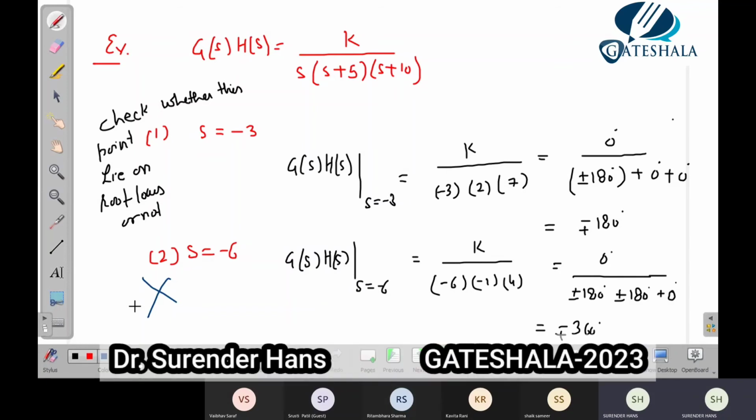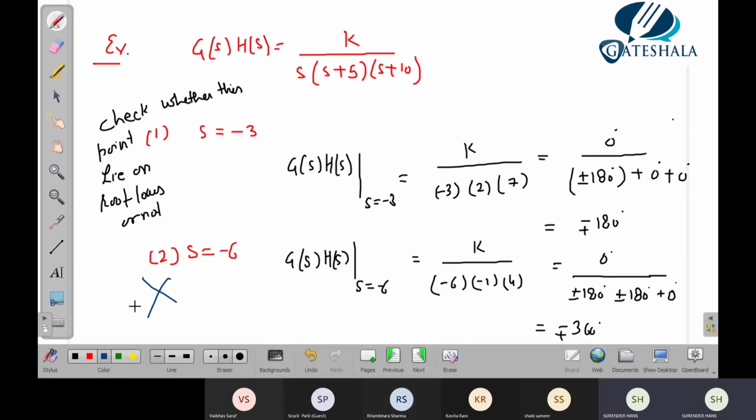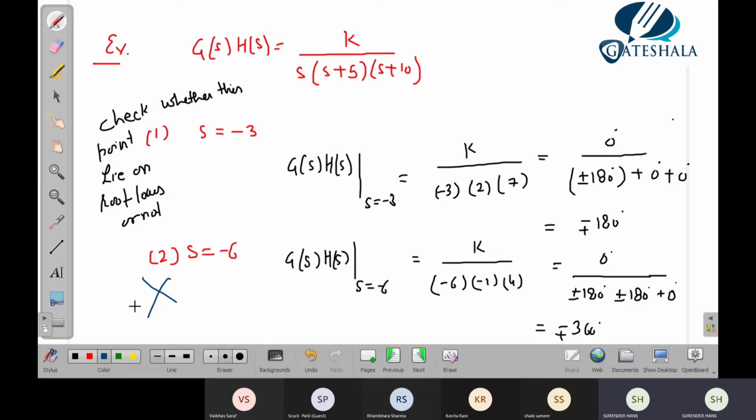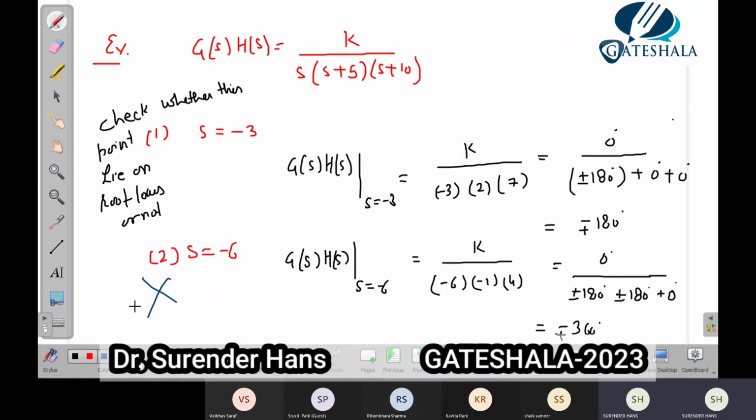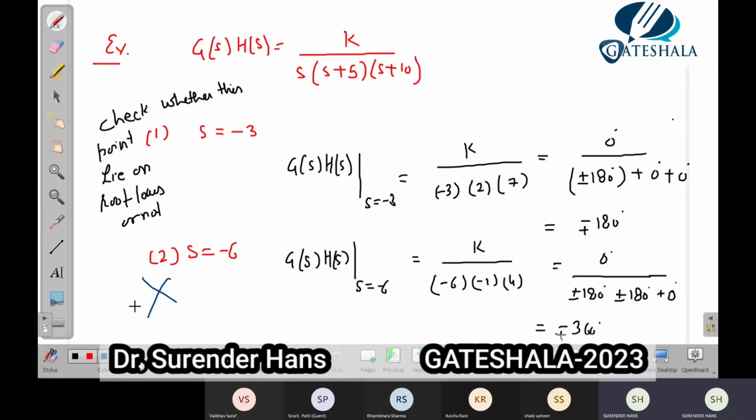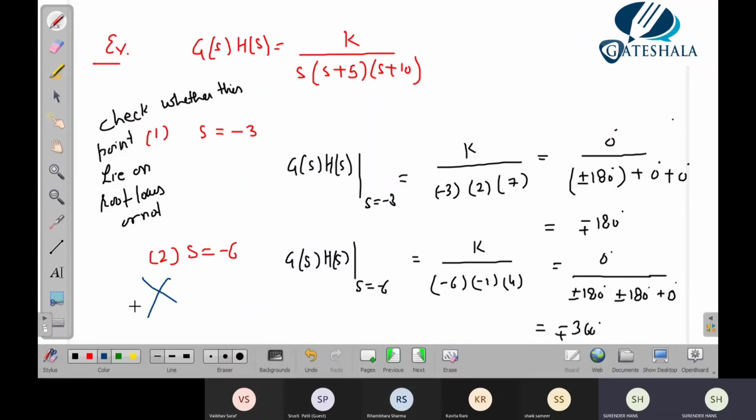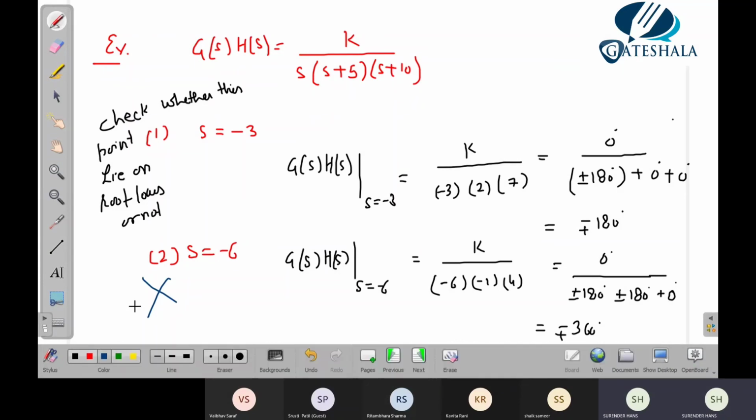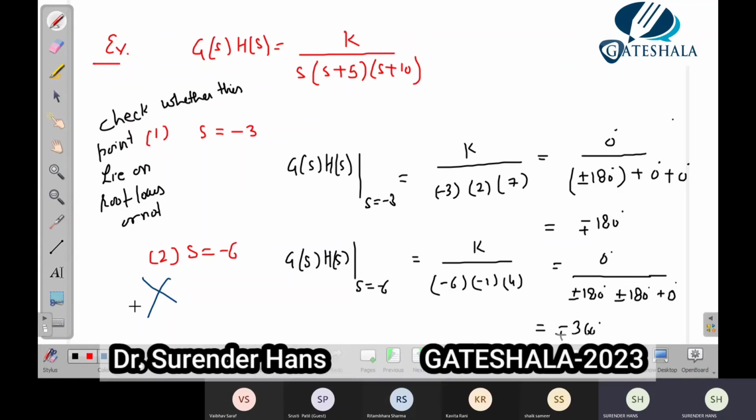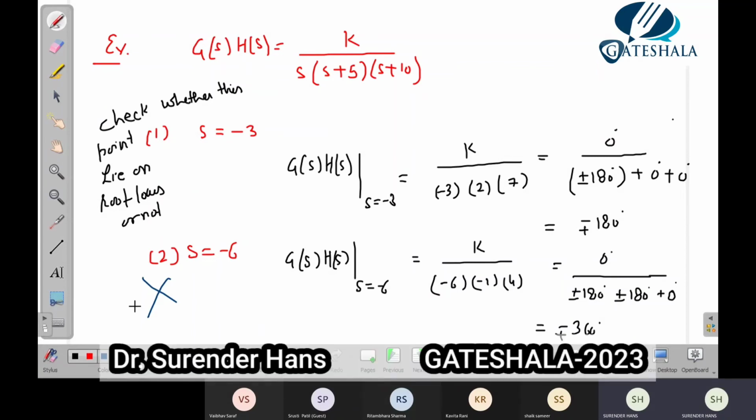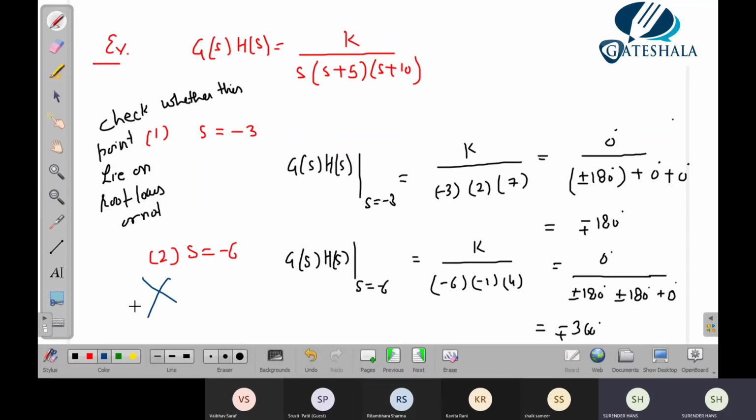Yes, sir. Correct. So out of two criteria, magnitude and angle, the angle criteria is more significant. Angle criteria is more significant in the sense that any value of S that satisfies the magnitude criteria may not satisfy the angle criteria, but any value of S that satisfies the angle criteria will satisfy the magnitude criteria. Clear?